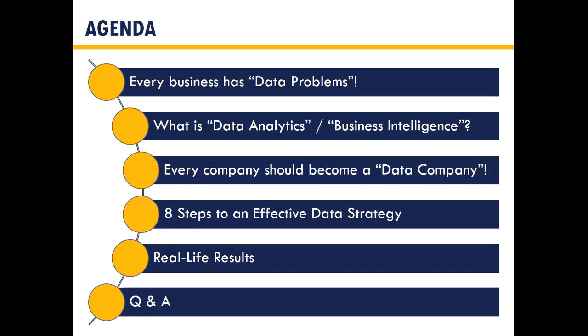We have 2 examples that we've labeled real life results. These are real organizations that have done something down that path of a data strategy to become more data driven and to use their data effectively as an organization. We have a couple of examples there to describe why that's important. And then we have a little bit of time for Q&A.